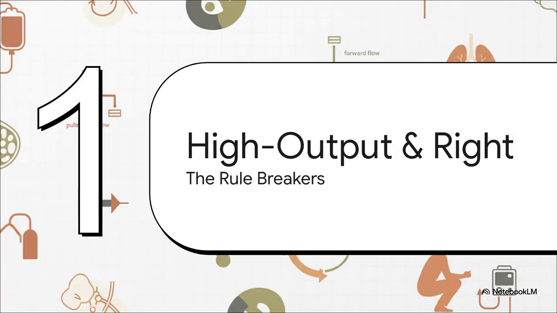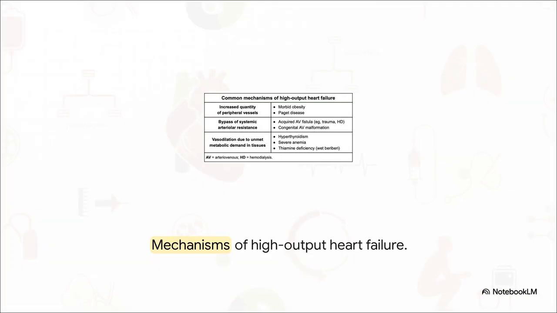Let's pivot to Section 3, high output and right heart conditions. Usually, we think of heart failure as a low cardiac output problem, right? Well, in high output heart failure, the rules completely change. There are basically 3 main culprits here.